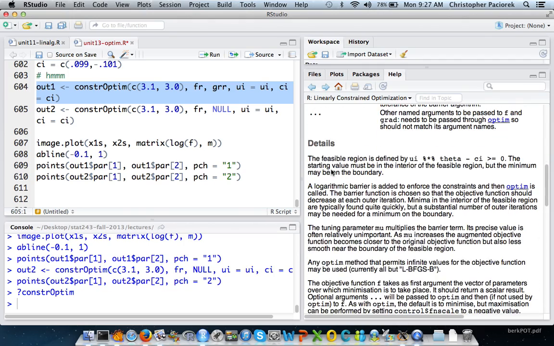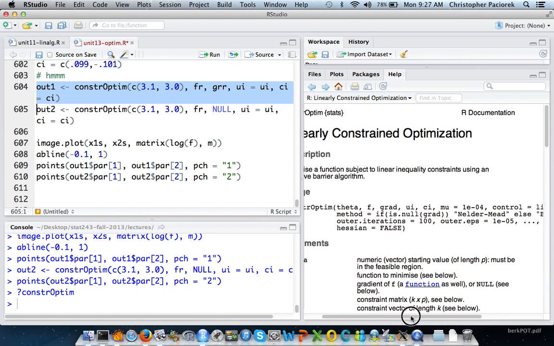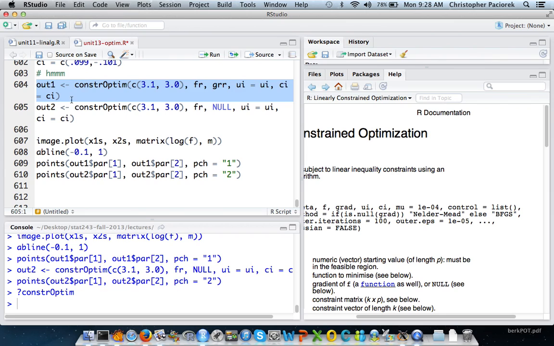Okay, so it does say. It says method if is.null of grad, Nelder-Mead, otherwise it uses BFGS. Okay, so it looks like this was using BFGS. It seemed like it had some problems there. This was using Nelder-Mead, and it seemed like it did do a better job there. So that sort of reinforces my point from earlier on this unit about trying different optimization methods is a good strategy to take.